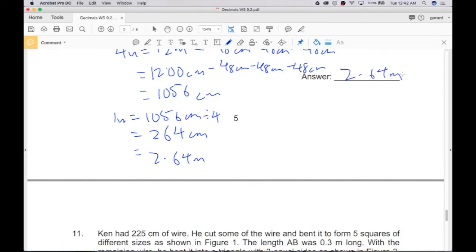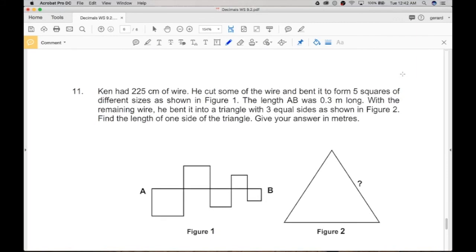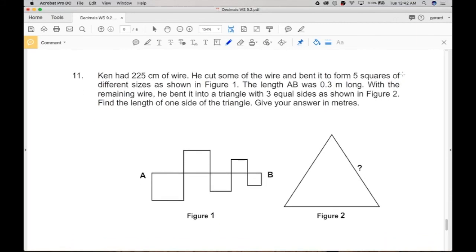Okay, last question. Question 11. Ken had 225 cm of wire. He cut some of the wire and bent it to form 5 squares of different sizes as shown in figure 1. Length AB was this length. Remaining wire, he bent it to a triangle with 3 equal sides. Find the length of one side of the triangle. Alright, so let's take a bit of time and read through this question quietly.